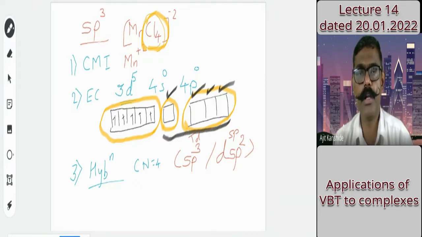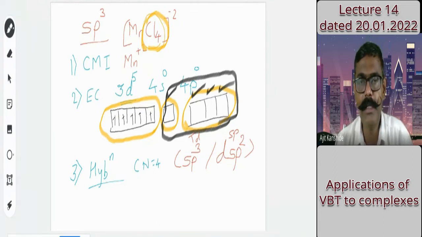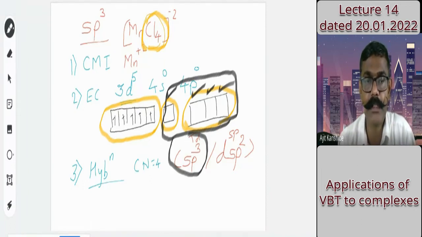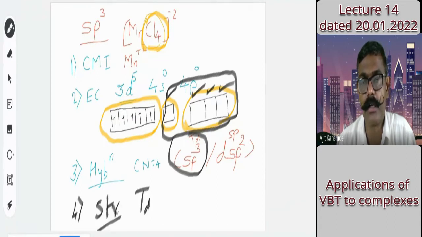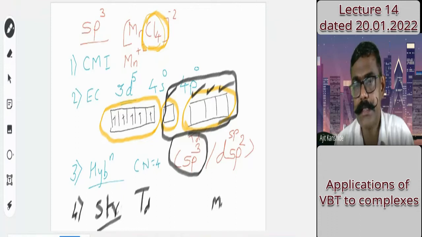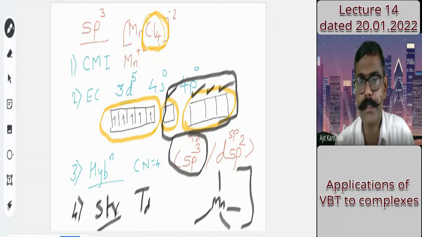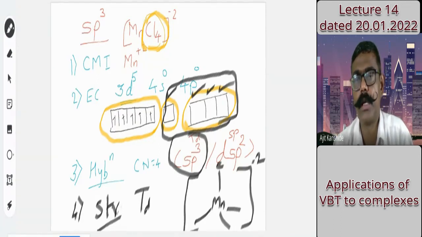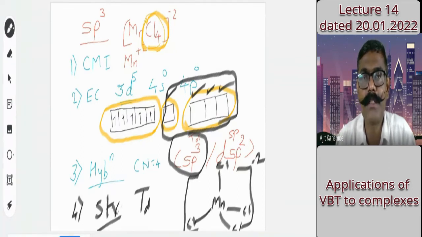These will undergo overlap or hybridization or interaction. And the result will be which hybridization? sp3 hybridization. With sp3 hybridization, the structure will be tetrahedral. So the fourth point you can cover is the structure. Structure is tetrahedral. How can you represent it? Manganese is at the center, with one chloride, second, third, and fourth, in a square bracket, meaning complex bracket. Charge on that is -2. At the tetrahedral corners, chlorides will be there. That is the structure for MnCl4 2-.